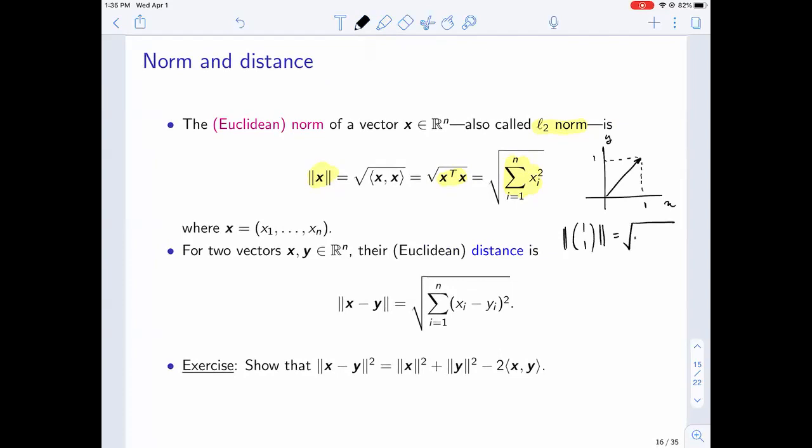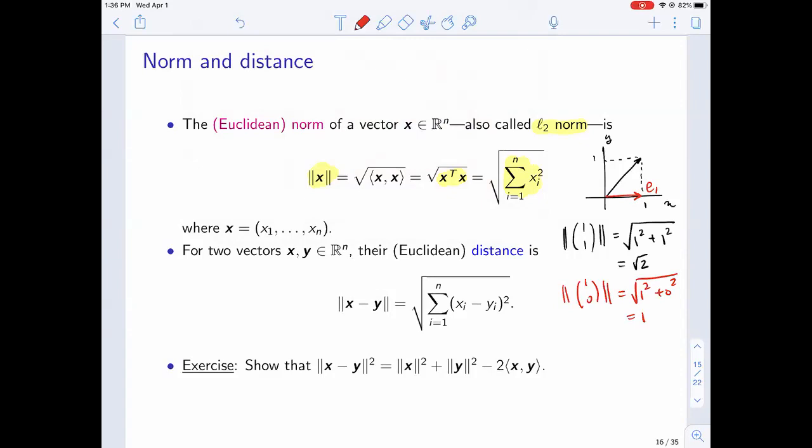By definition, it's going to be 1 squared plus 1 squared, and the square root would be root 2. And you know from geometry that that's the length of this. If I have another vector which is just this, that's the e1, then you have (1, 0), which would be root of 1 squared plus 0 squared, which is 1. And so that's in fact the length of that vector as well.